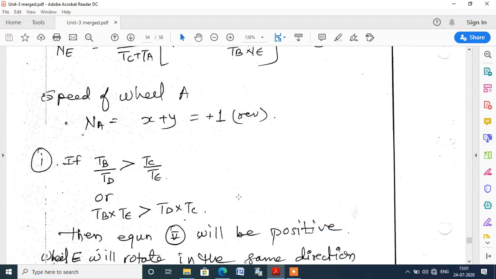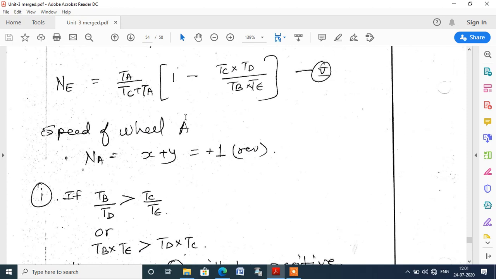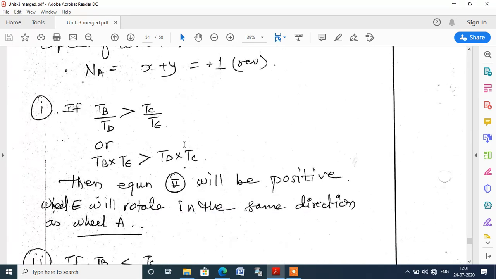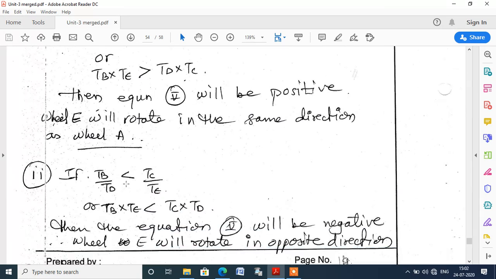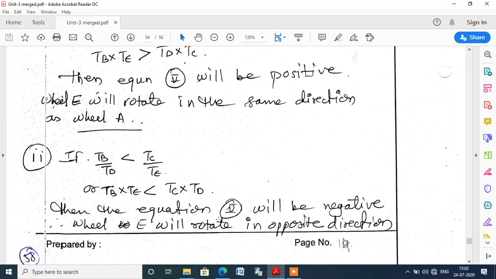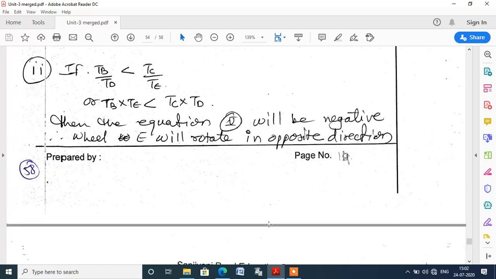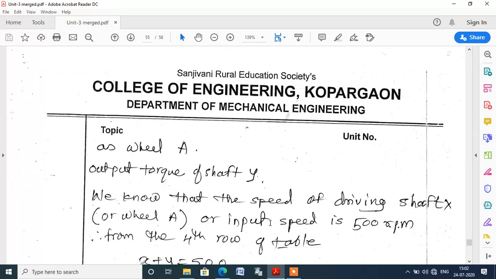So if td by tb is greater than ta by tc, this can be written as td into tc greater than tb into ta. So we have equation number 5. This will be positive, so wheel E will rotate in the same direction as wheel A. Correct? Positive. Second, if td by tb is less than ta by tc, so td into tc less than tb into ta, then equation 5 will be negative. Wheel E will rotate in the opposite direction as wheel A.